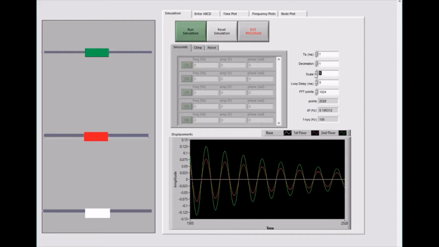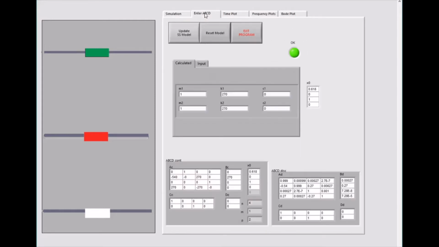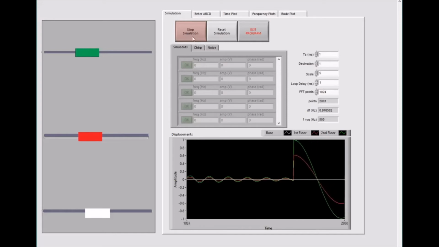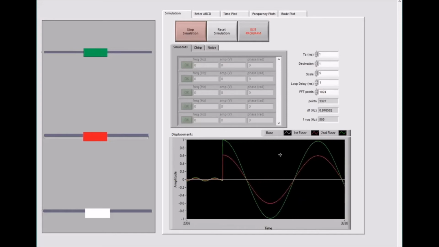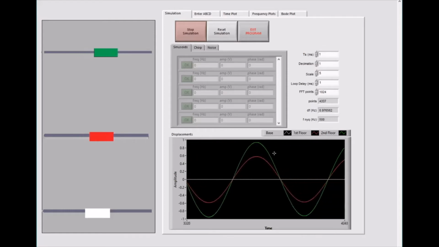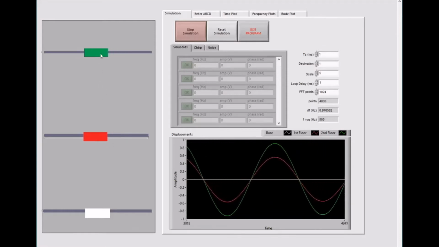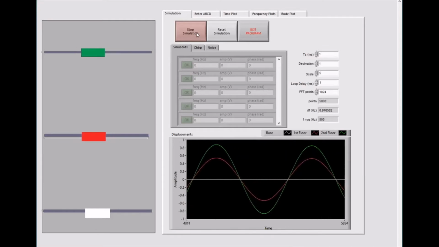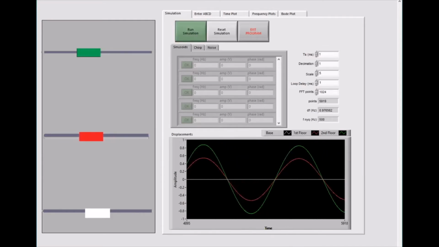So we could try the loop delay and the sample time. Sampling time to be 1 millisecond. Let's reset model, update simulation. Let's try. Run. I guess the motion will die out a little slower. But still, we have numerical errors building up. You can see they're all moving in the same direction. Base is not moving. So let's stop for now.